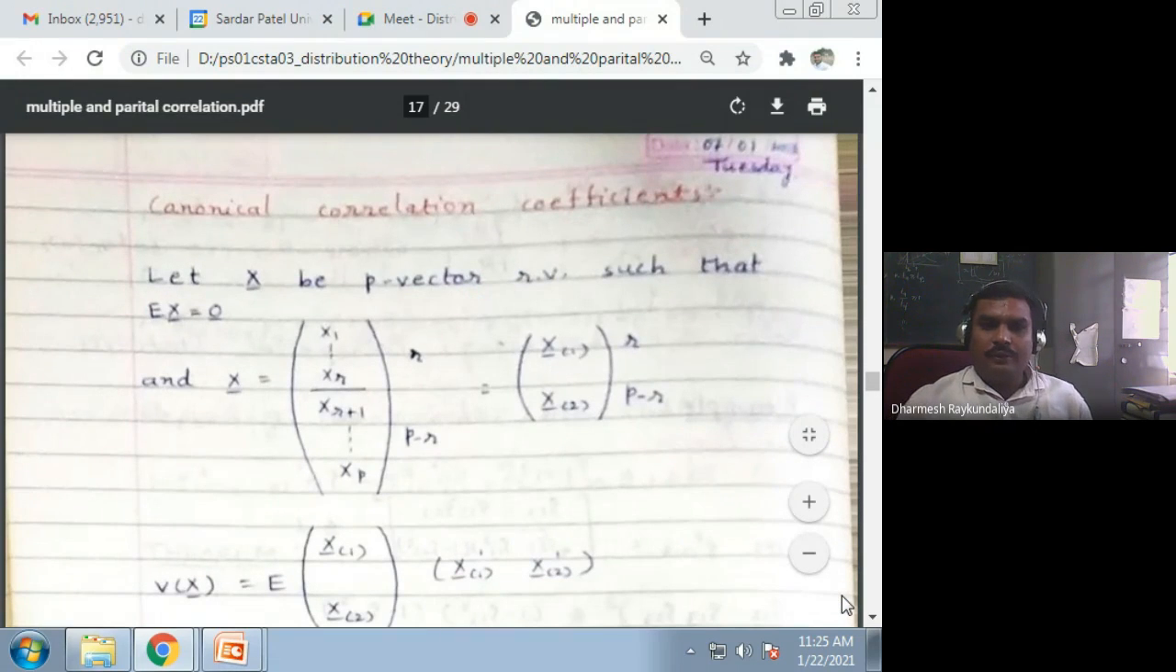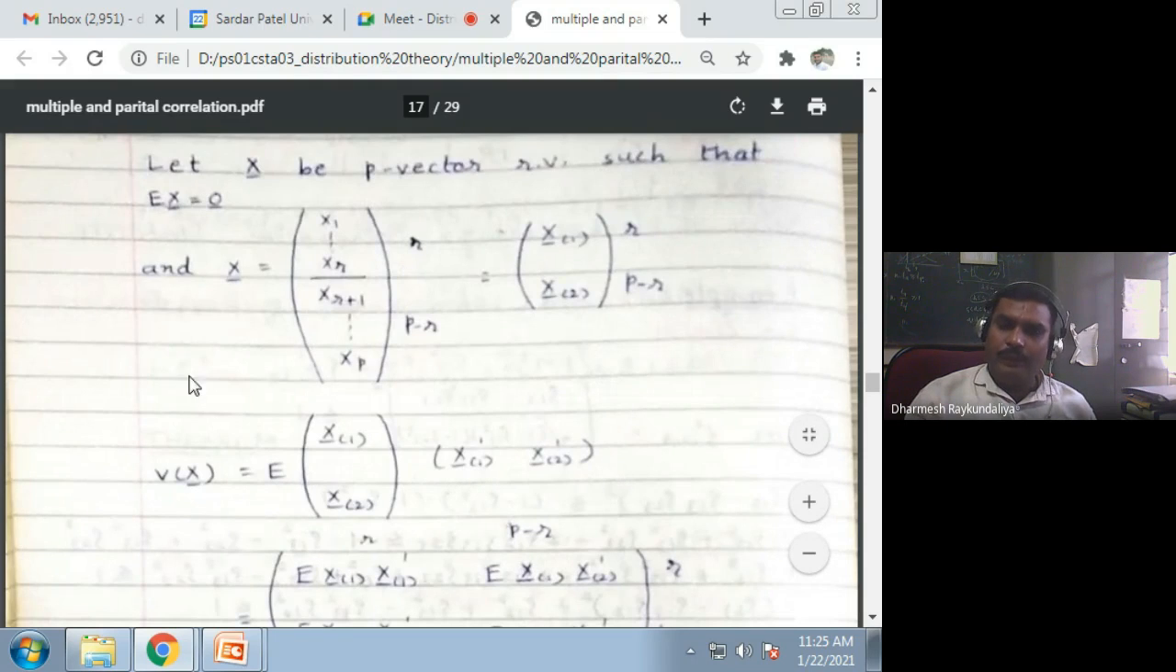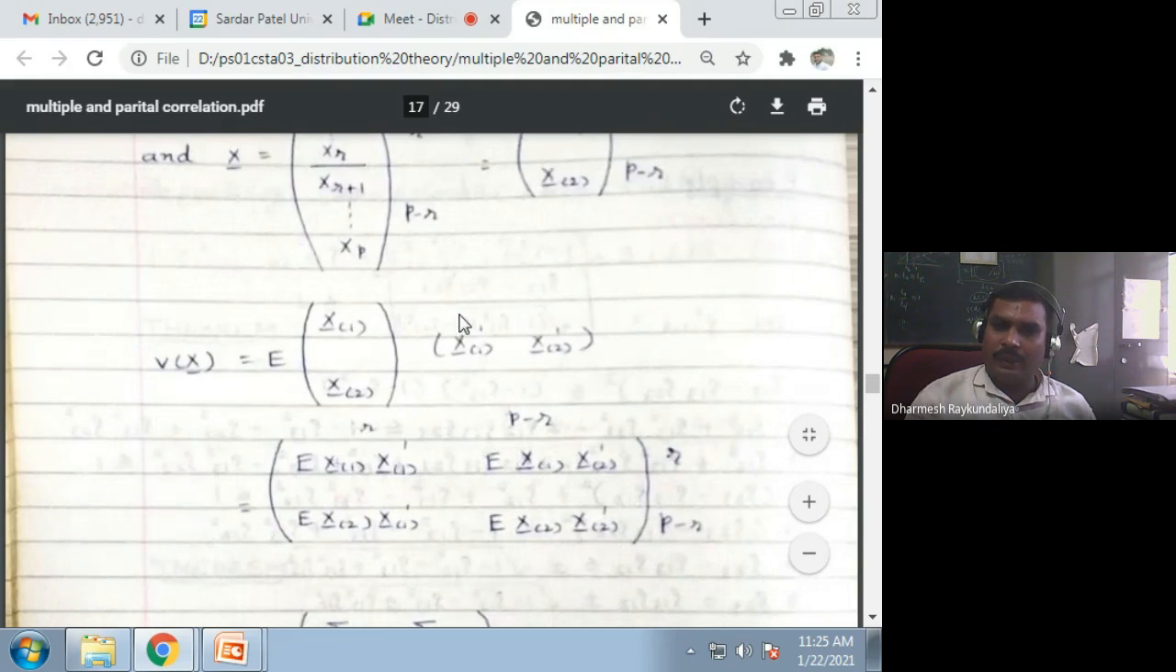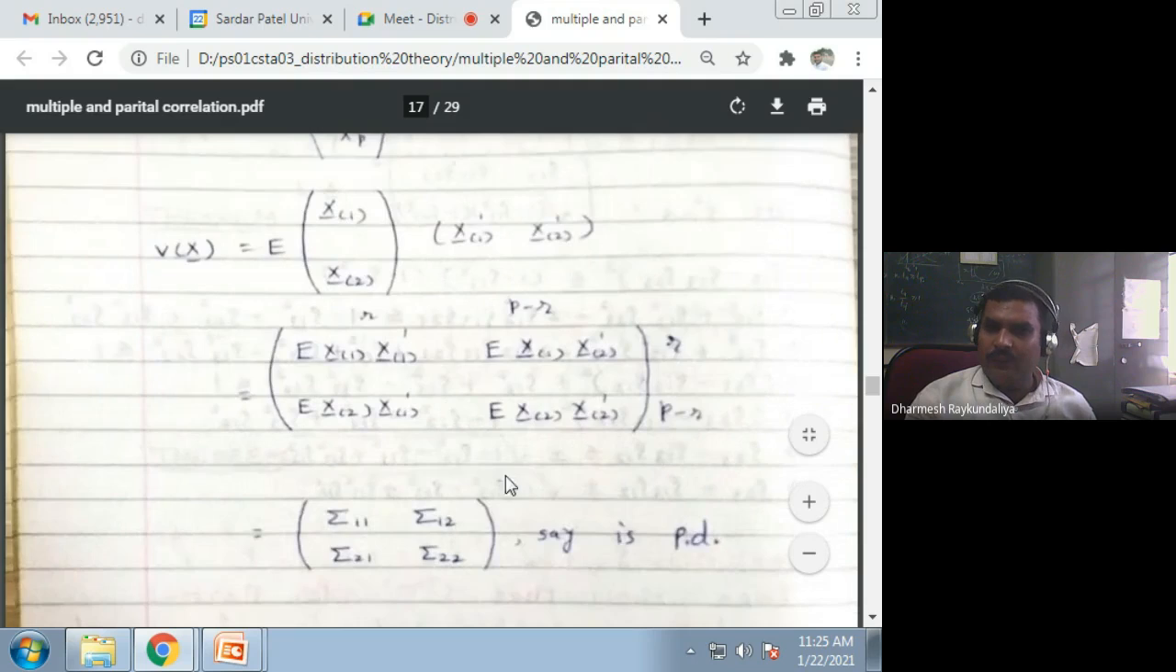So canonical correlation coefficient, let x be a p vector of random variables whose mean is 0 and the x vector is partitioned into two parts, one having r elements, another having p minus r elements. We call them vector x1 and vector x2. Vector x1 having r elements and vector x2 having p minus r elements. And if we wish to find out the variance of the partitioned vector, that is the expectation of x x transpose. x is nothing but x1 x2 and transpose is x1 transpose x2 transpose. So you will get this particular variance of the partition matrix.